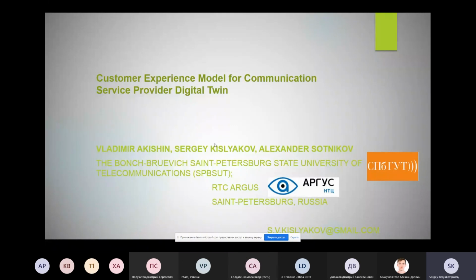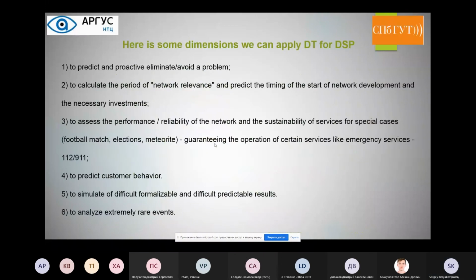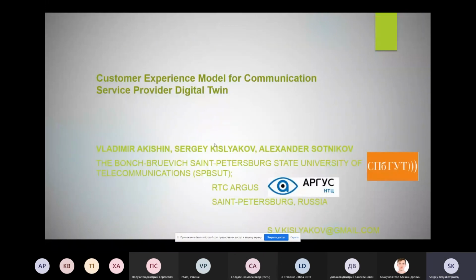So, digital transformation today is associated with the transition of cyber physical systems through the use of digital twin technologies, the industrial internet, big data, artificial intelligence, machine learning, and so on.